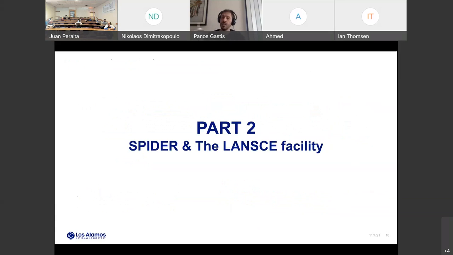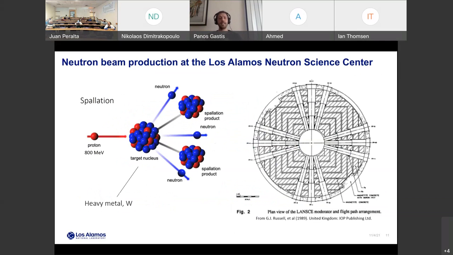Now I'm going to continue with the second part, where I'm going to introduce you to the SPIDER detector system in more detail and talk a little bit about the Los Alamos Neutron Science Center facility where we do the measurements. Before I provide more information about LANSCE, I want to first take a minute to explain how neutron beams are produced at Los Alamos.